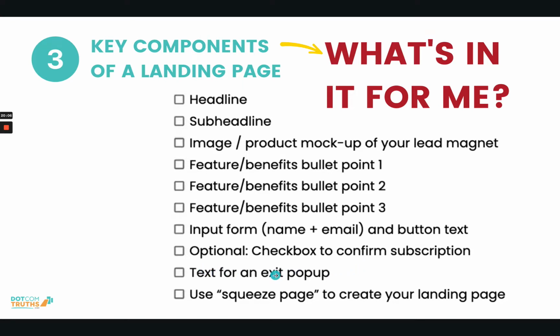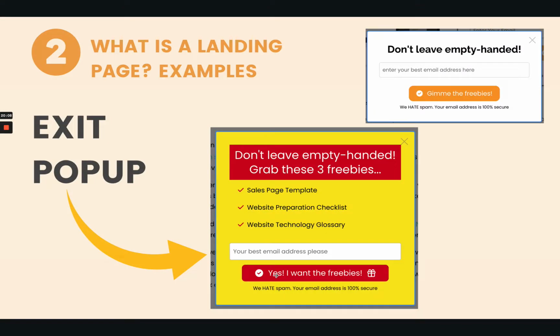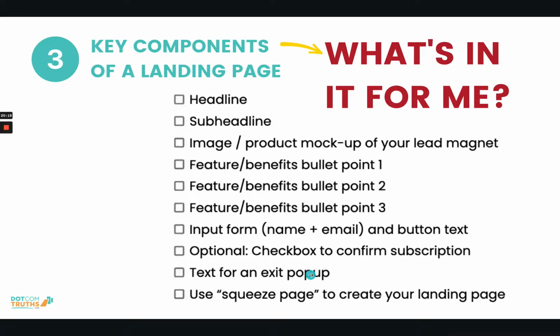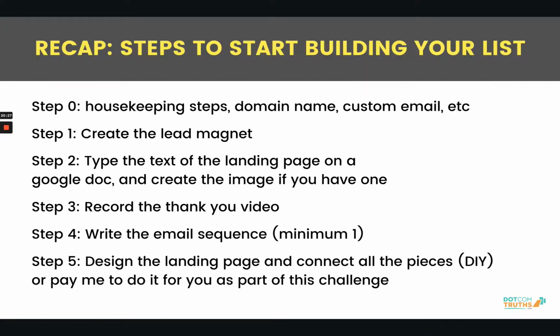You want to have text for your exit pop-up. For example, in this case, don't leave empty-handed. Enter your best email address. Give me your freebies. We hate spam. Your email address is 100% secure. And in System.io, you use the squeeze page feature to create your landing page. I'll show you that in a moment as well.